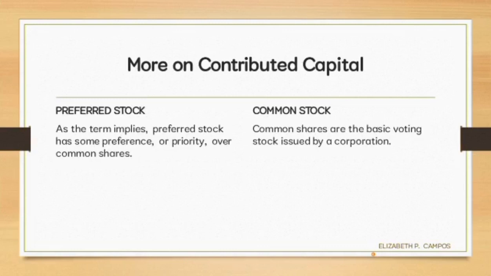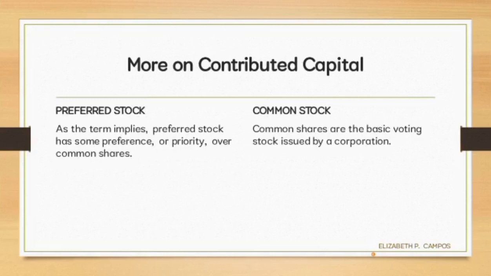One common feature of preferred stock is a fixed dividend rate. For example, 6% preferred stock with a par value of 10 pesos per share pays an annual dividend equal to 6% of par, or 0.60 per share. The fixed dividend is attractive to those who seek stable income from their investments, while common shares are the basic voting stock issued by a corporation, because they carry the company's voting power. So it's the common shareholders we think of when we use the term owners.